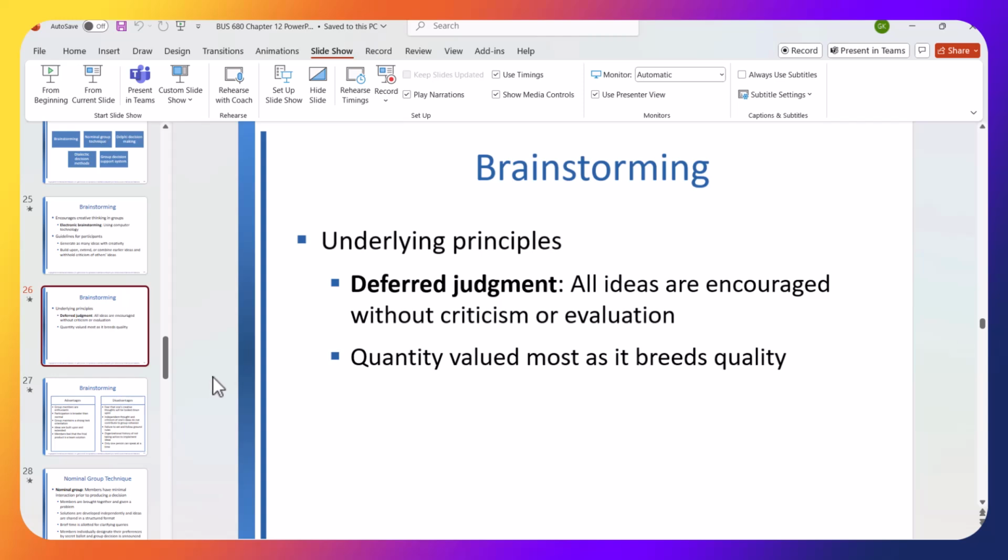Underlying principles. Deferred judgment: all ideas are encouraged without criticism or evaluation. Quantity is valued as it breeds quality. So when you're having this brainstorming, one of the things you're not doing is being critical of other people about what they say or what their input is. You don't want to give somebody the idea that you don't value what they say.